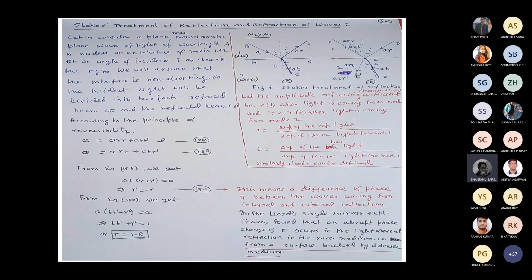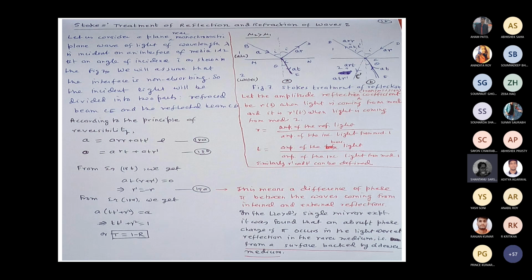So in this case, light is incident from medium 1, so it will be AR into R. The total amplitude of the light which will come along CB due to both will be ARR plus ATT dash. So that is equation 18A. Is it okay? And it has to be equal to A, which was initially incident, according to the principle of reversibility.